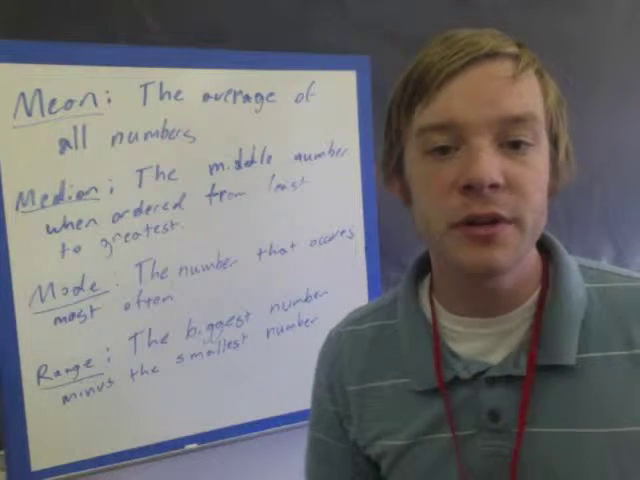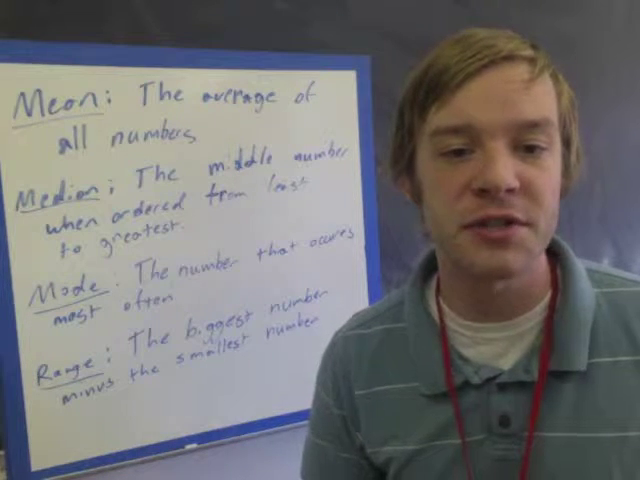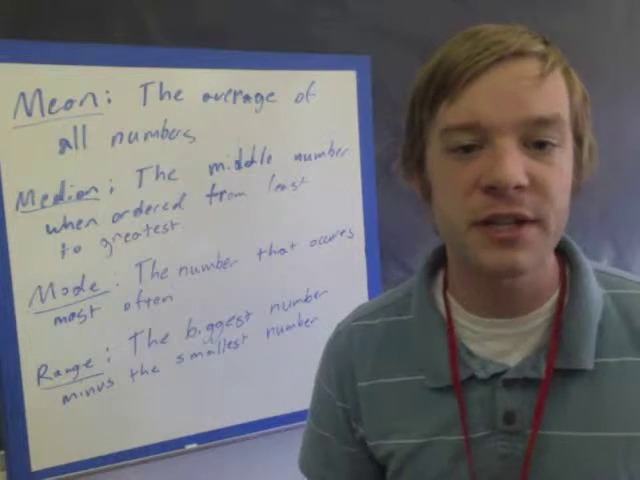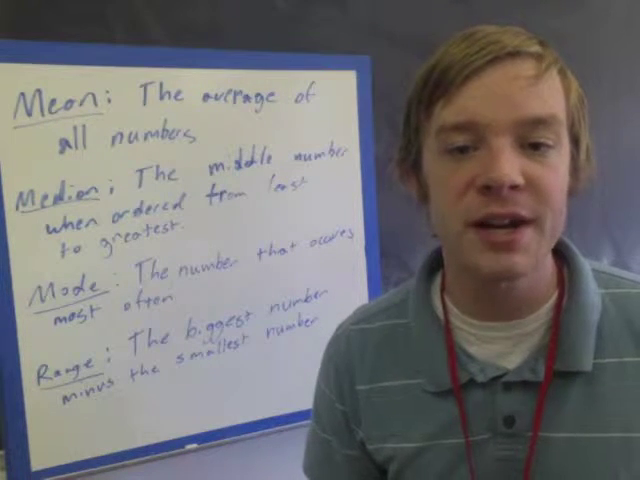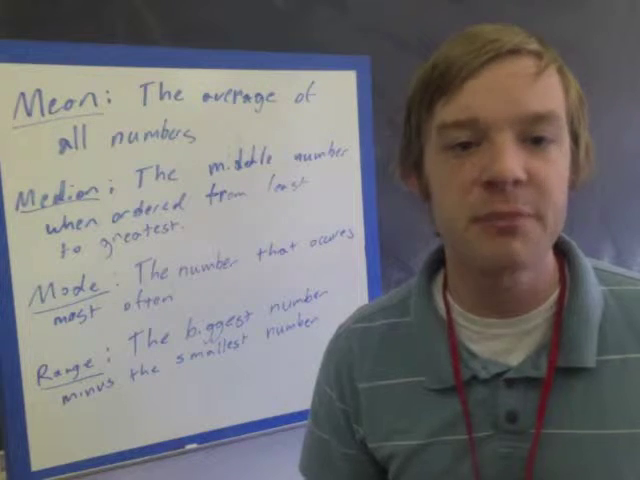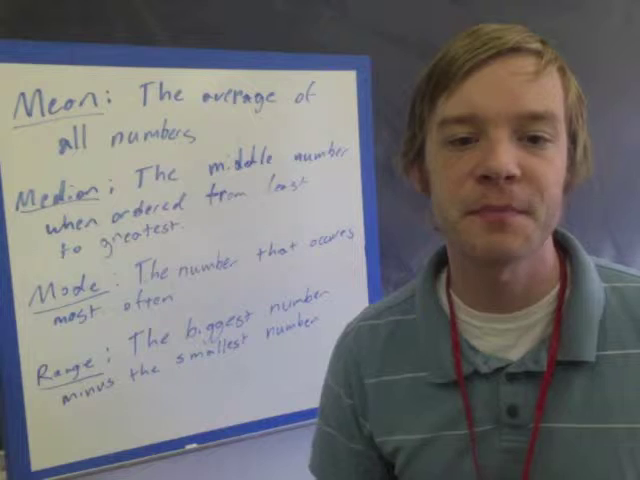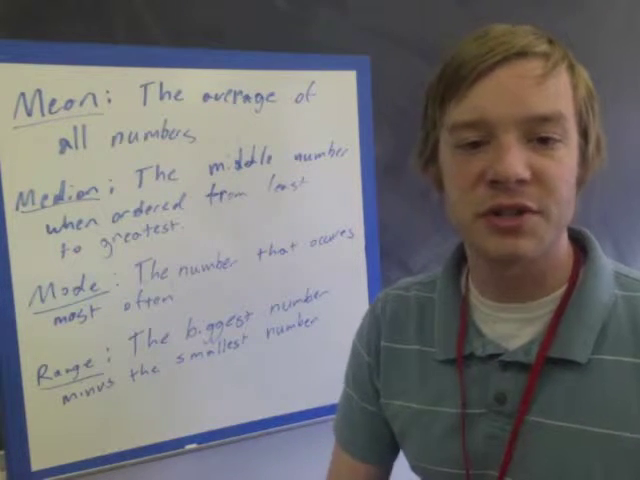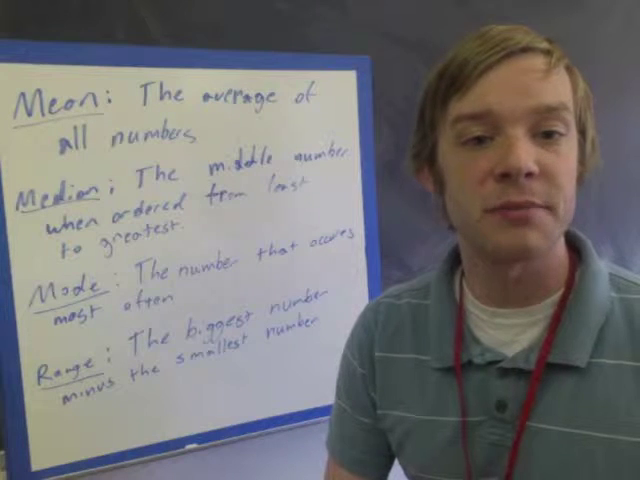Next we have the mode, and this is simply the number that happens the most often. For instance, if you have 5 3s and no other number happens 5 or more times, then your mode would simply be the 3. It's the number that happens the most often, not how many times it happens. Lastly, we have the range, and this is very simple. It's simply the biggest number minus the smallest number.